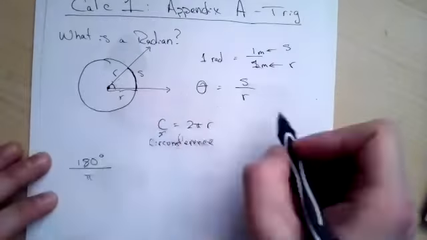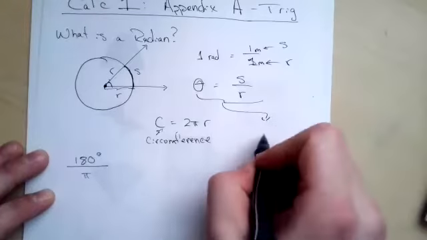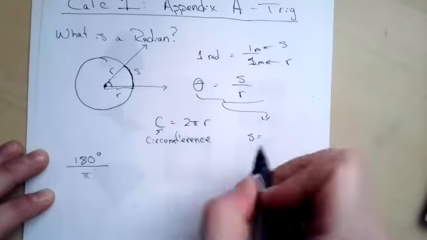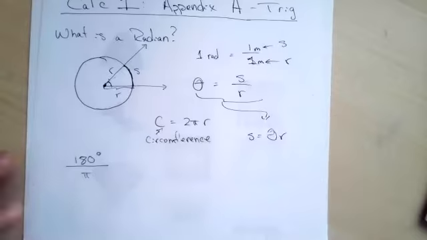So I guess one other formula to modify, if we take this formula here, we can solve for our arc length formula, namely that the arc length is going to be given by theta times r.